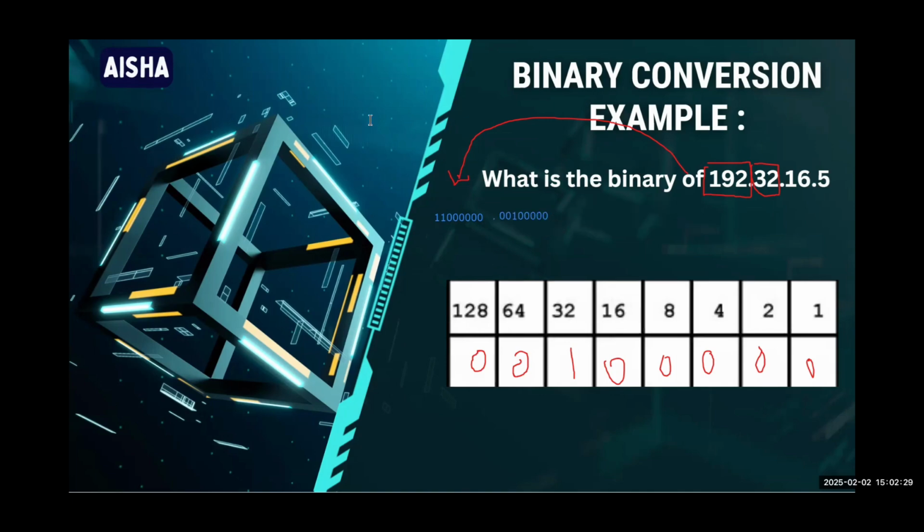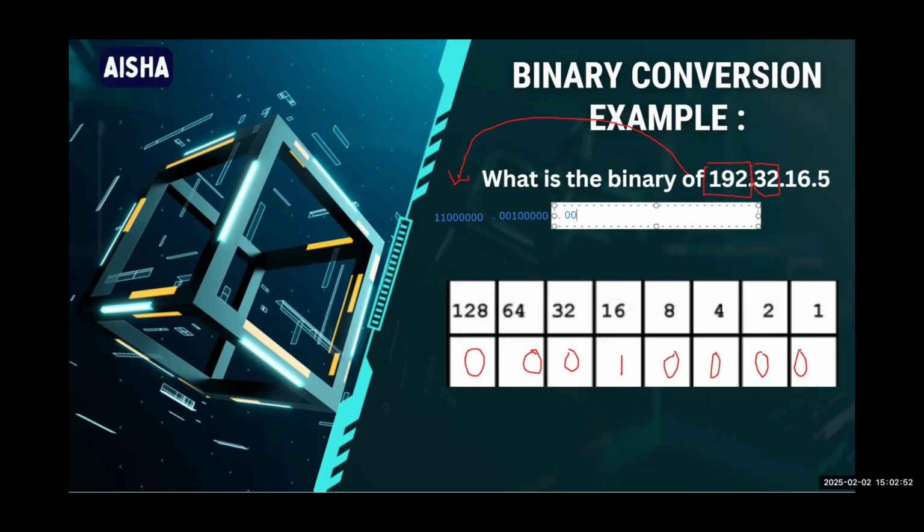Okay, now let's do the next one. I am doing it slowly so you guys understand, because I don't want to do it too fast. Okay, we got 192, we got 32. What about 16? So we're gonna go 0 0 0 1 0 0 0 0. That's our third octet. 0, 0, 1, 2, 3, 4, 5, 6, 7, 8.